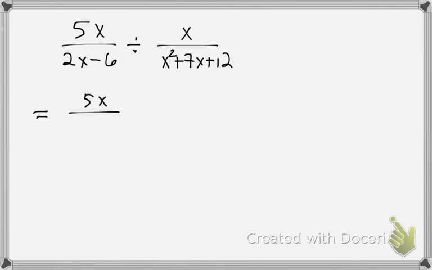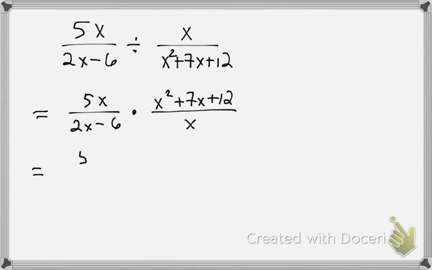5x over 2x minus 6 times x squared plus 7x plus 12 over x. You guys agree? Tell me what to write next. 5x stays the same. Take out a 2. x minus 3. 2 times x minus 3. Everybody on board? Bottom stays the same.